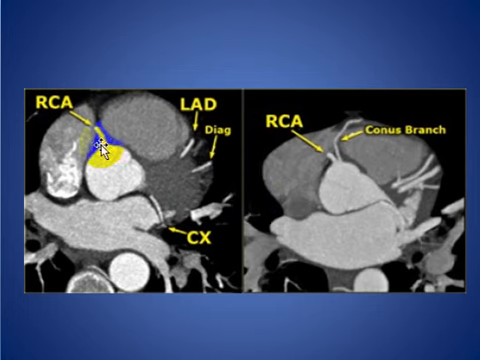Here, these are CT axial cuts. We see the right coronary artery in the atrioventricular groove between the right atrium and right ventricle. And here, this is the conus branch, arising from the coronary sinus. And this is the right coronary artery, and this is the circumflex artery, and this is the LAD with the diagonal branches.